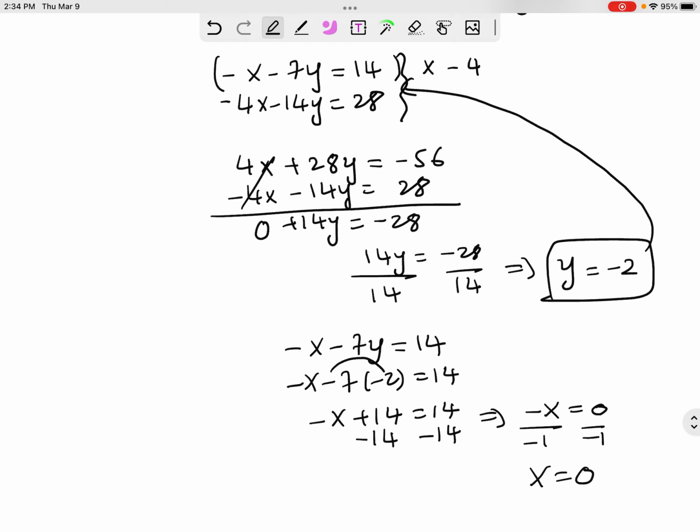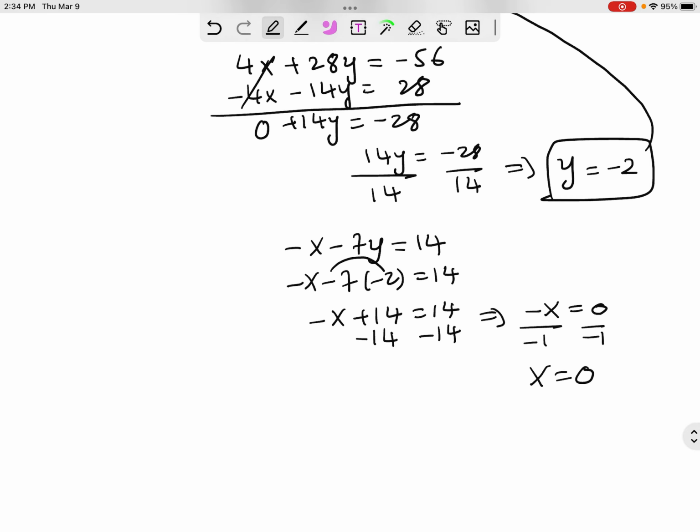I'm not going to do the check part because we have already done that when we eliminated the y variable first. And so here is your answer to this system, which is x is 0 and y is -2. So 0, -2.